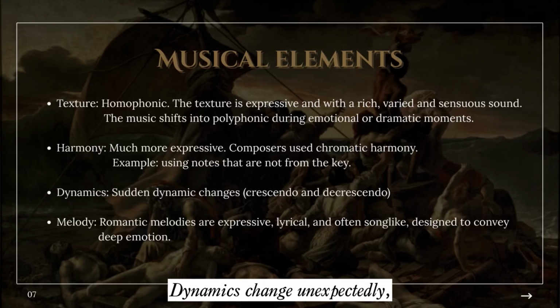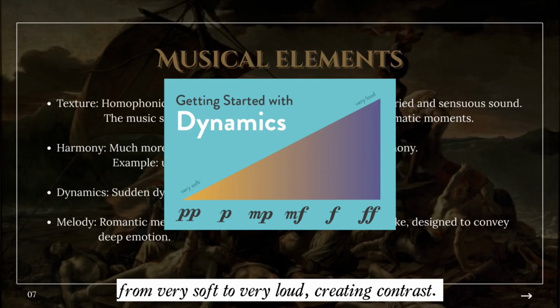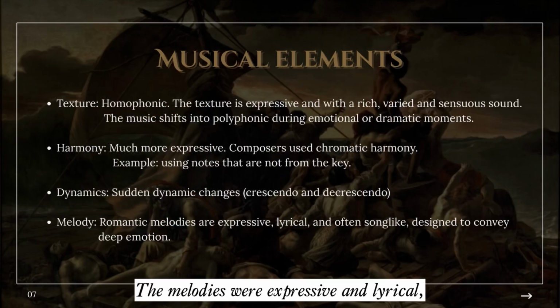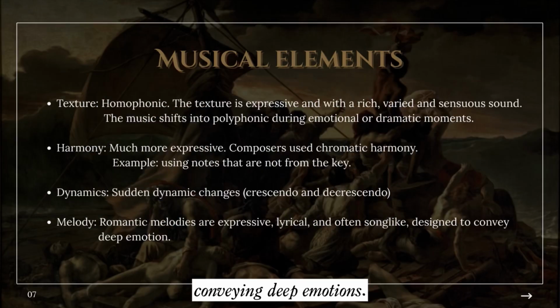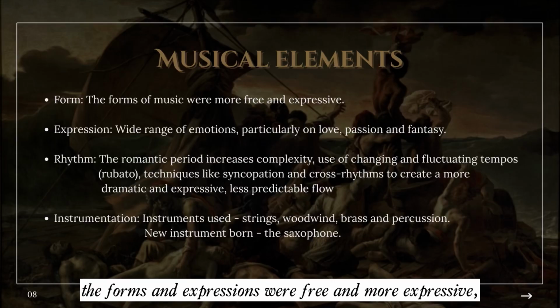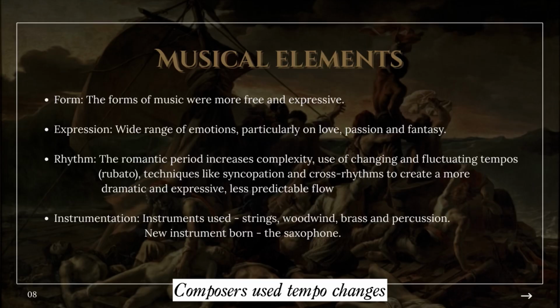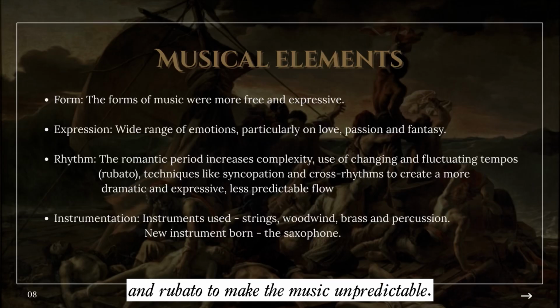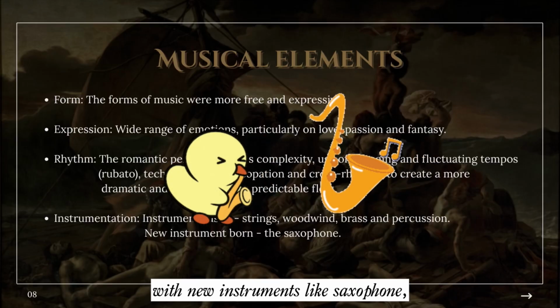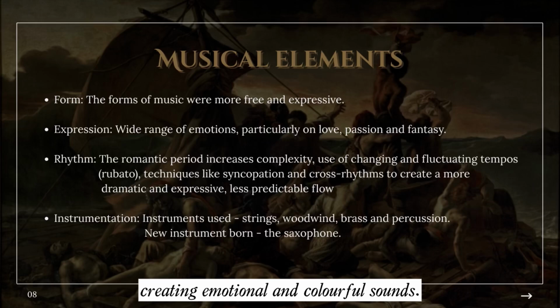Dynamics change unexpectedly, from very soft to very loud, creating contrast. The melodies were expressive and lyrical, conveying deep emotions. Other than that, the forms and expressions were freer and more expressive, showing emotion and passion. Composers used tempo changes and rubato to make the music unpredictable. Orchestras grew larger, richer and more powerful, with new instruments like the saxophone creating emotional and colorful sounds.